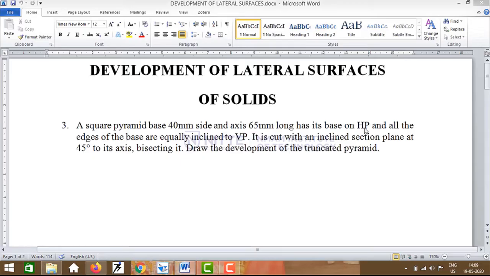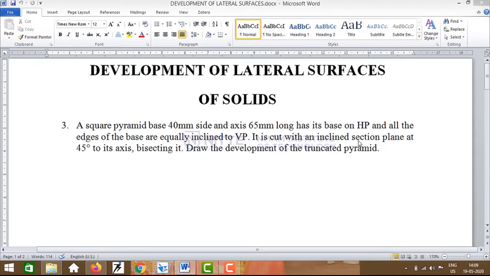It's resting on HP on its base, and all the edges of the base are equally inclined to VP. That means all the edges, to make it equally inclined, there's only one possibility, that it can make 45 degree. Okay, it's a square, so the base square, if you tilt it 45 degree, you can see that all the edges will make 45 degree with respect to VP.